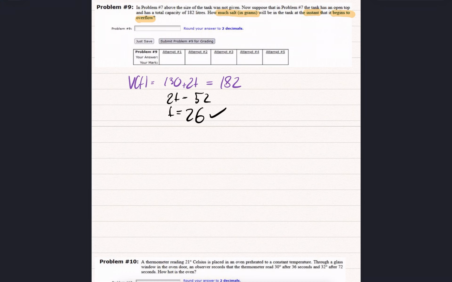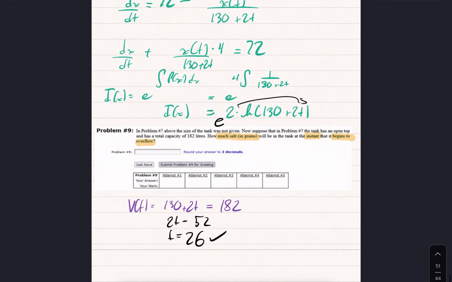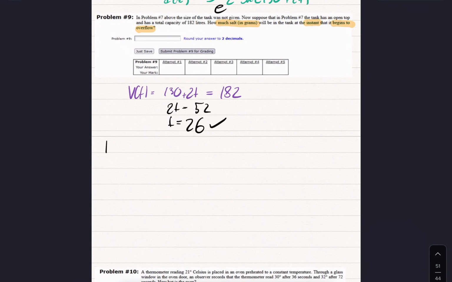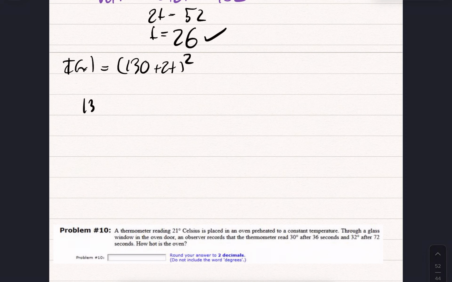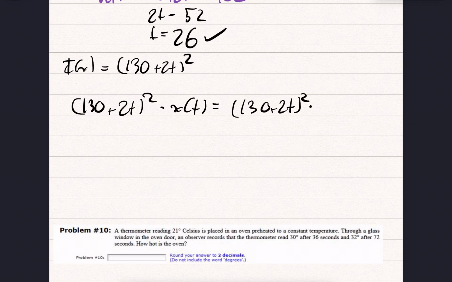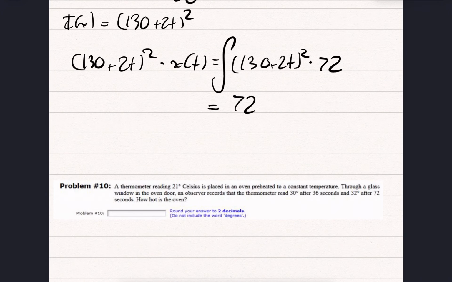Oh, and also this was to a power of e, right? So we have to bring this down. So officially, our integrating factor equals 130 plus 2t squared. Okay. 130 plus 2t squared times x at t equals 130 plus 2t squared times 72. Boom. This is going to equal 72. We sub our u in.